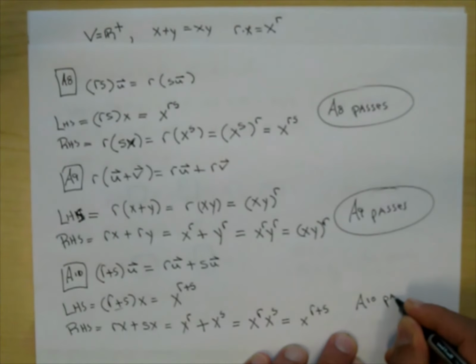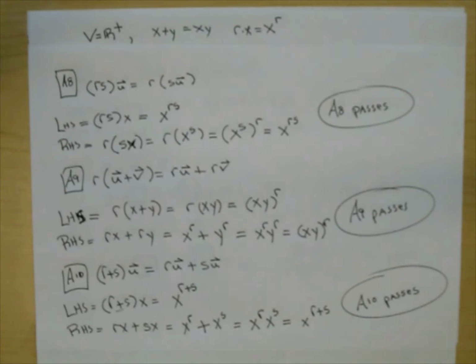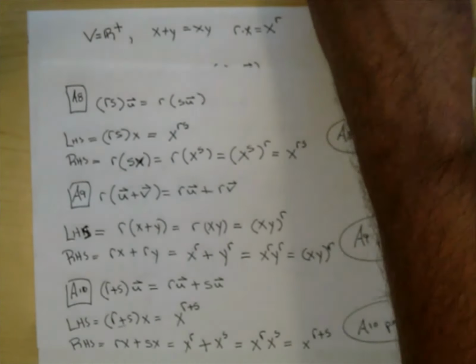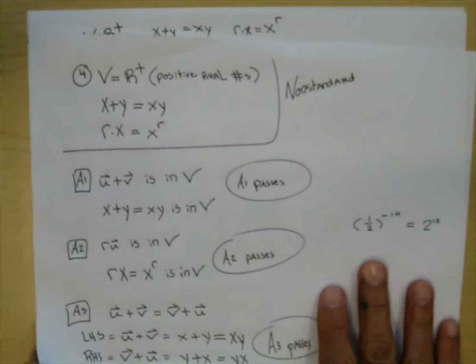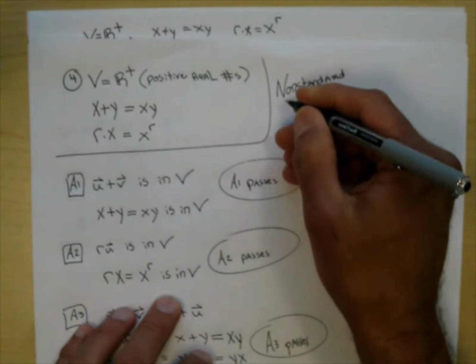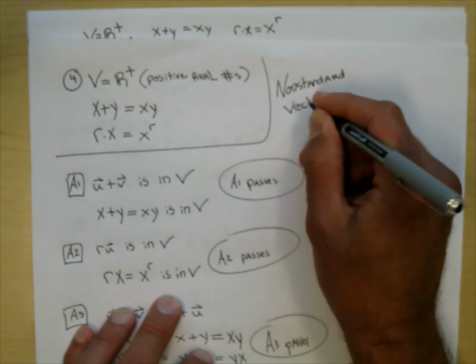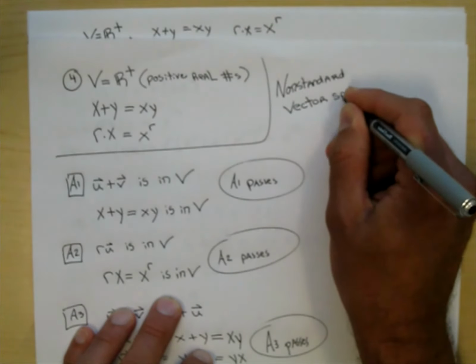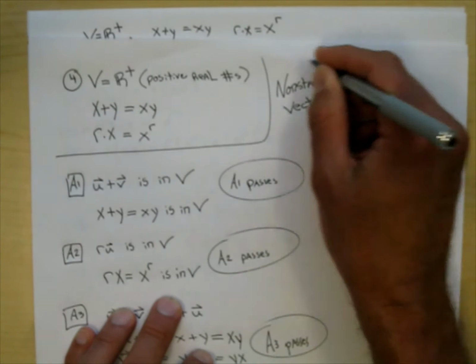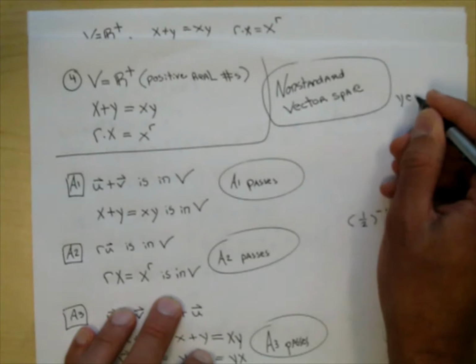A10 passes, which means what about this non-standard thing? This is a non-standard vector space. And the weird part about this, so the answer is yes, it is a vector space.